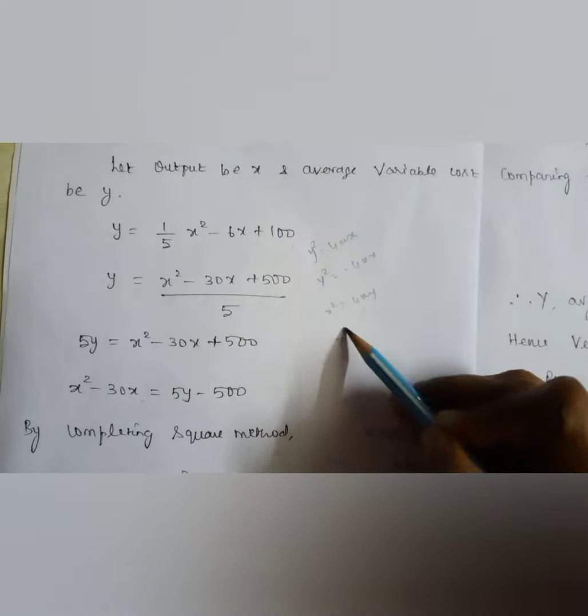So what is the term that has to be added and subtracted? x square minus 30x plus 15 square minus 15 square is equal to 5y minus 500. Now shall I take this minus 15 square to the other side, which will become plus 15 square, and shall I write this x square minus 30x plus 15 square as x minus 15 the whole square? That is the reason we are introducing this completing square method. So x minus 15 the whole square is equal to 5y minus 500 plus 225, that is minus 275.